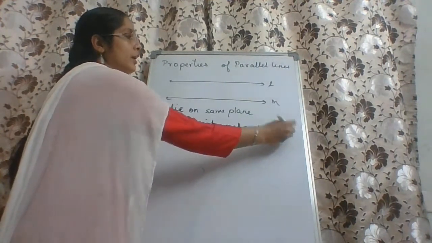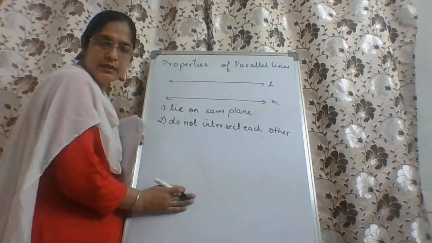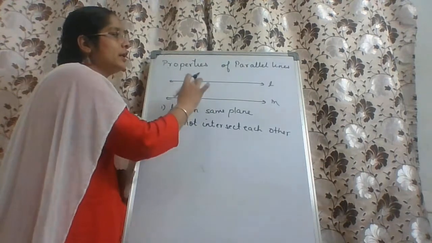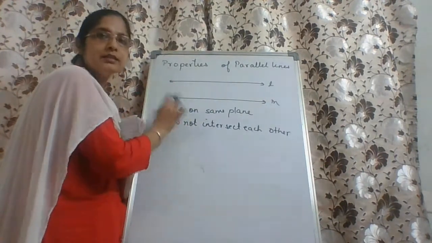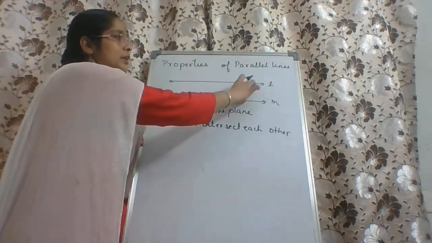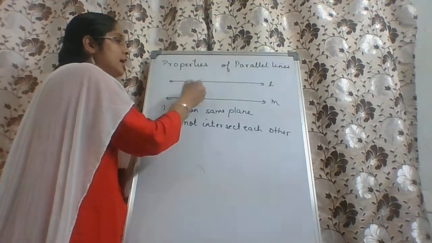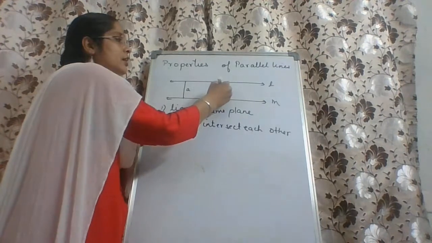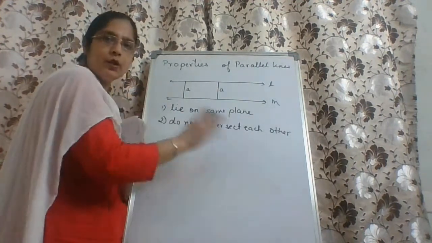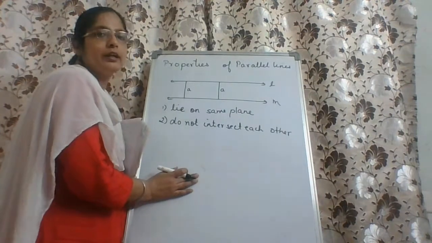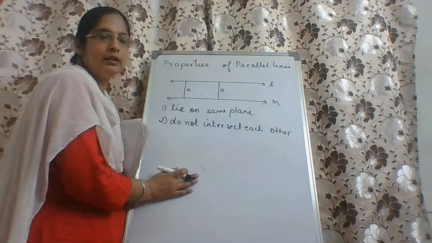Now see children, here L and M are two parallel lines. They lie in the same plane and they do not intersect each other. That means they are at a fixed distance from each other. If I see the perpendicular distance here, suppose it is A, it will be A anywhere. If you extend the line and check, it has to be A only. Then only they are parallel lines.